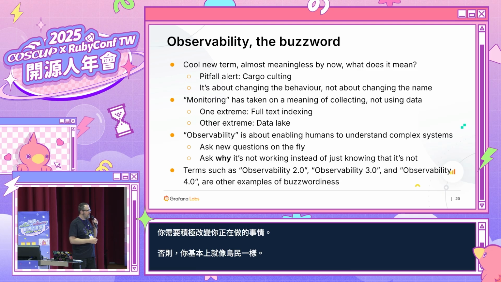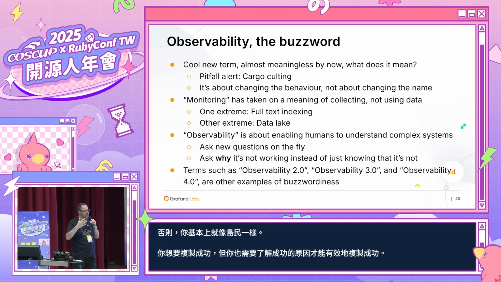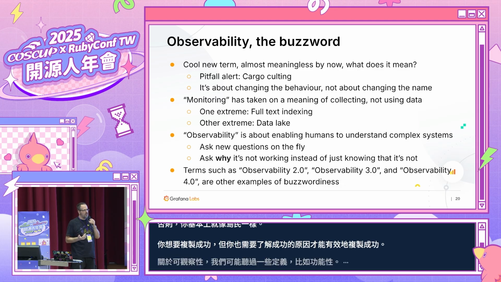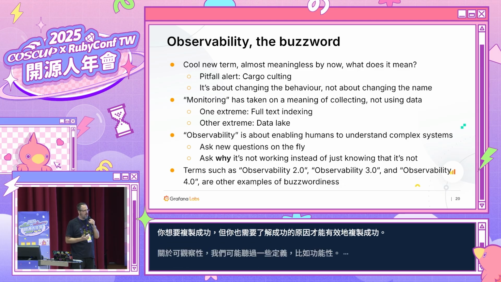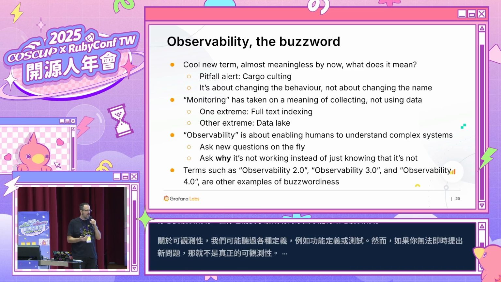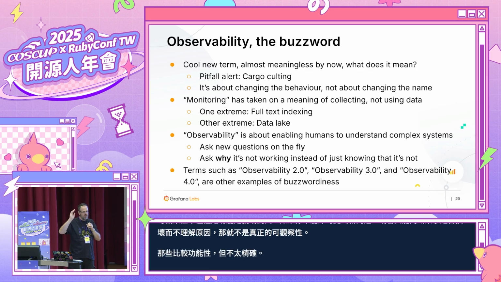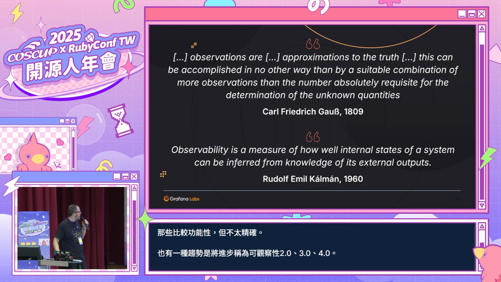So observability, you might have heard a few definitions, like functional definitions or tests for what it is not. If you can't ask new questions on the fly, it's not observability. Or if you can only determine that something is broken and not why something is broken, it's not observability. Those are more functional and not super precise. There's also this tendency to have more buzzwords, so people call it observability 2.0, 3.0, 4.0. It's just more buzzwords, but the foundations are the same.